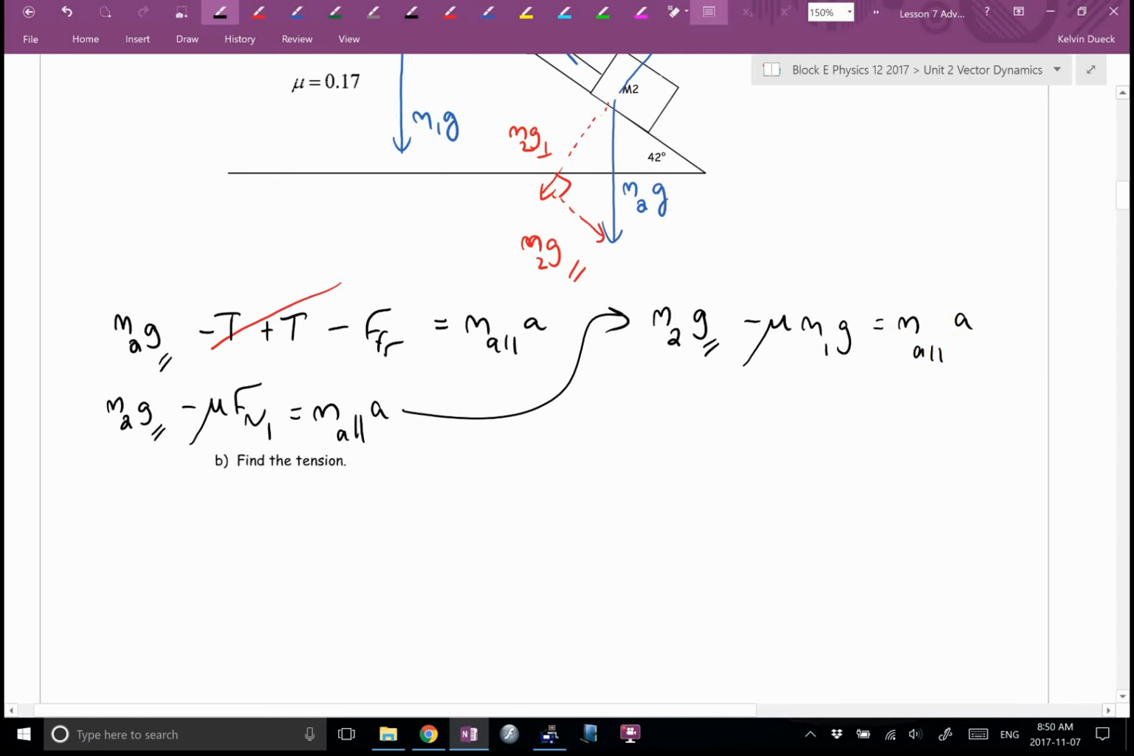Do the masses cancel here? Well, M all is M1 plus M2 in brackets. Is there an M1 plus M2 in brackets in the other masses? So here, masses don't cancel because you got two different masses. Okay, so the acceleration is going to be M2G parallel, two lines, sine, minus mu M1G all over M1 plus M2.